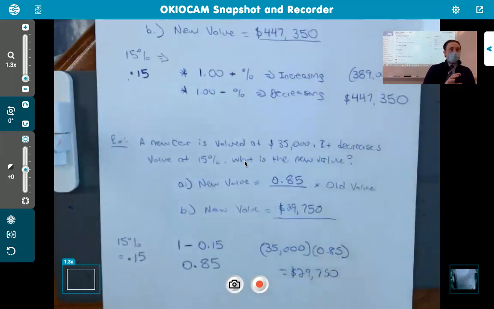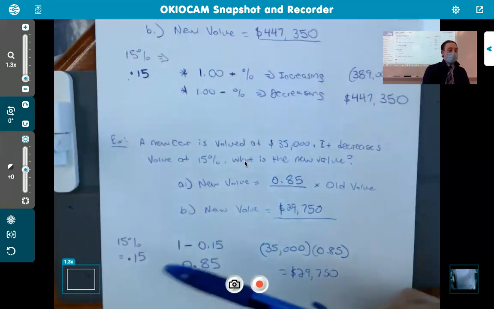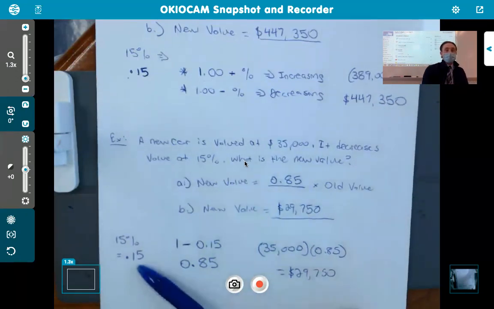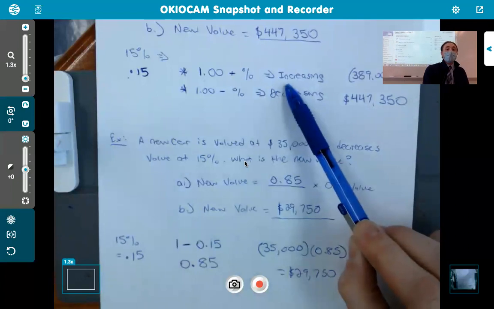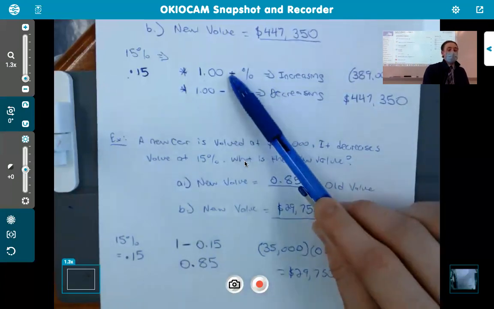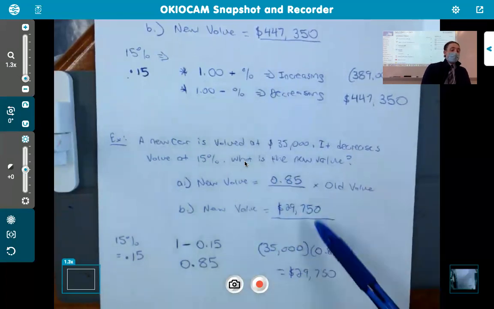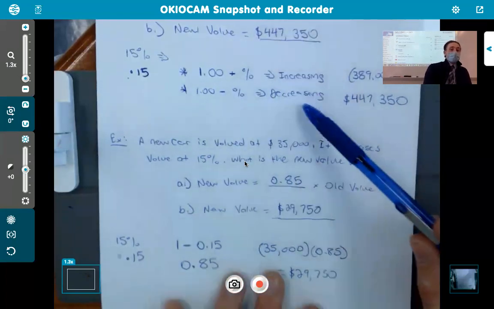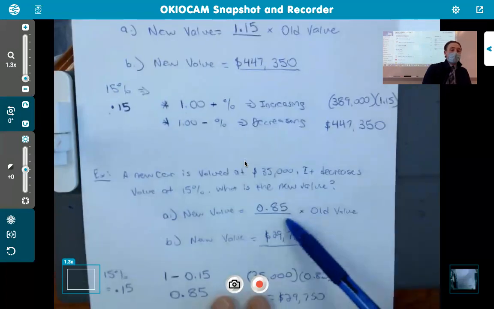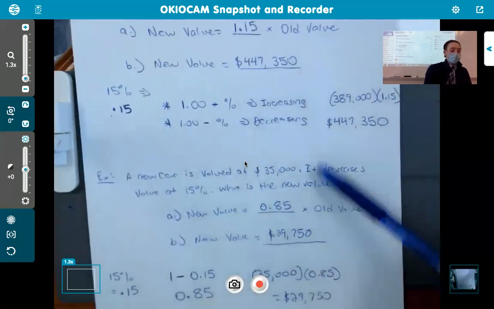Let's just walk through what you need to do. Take the percent, convert it to a decimal. If you're increasing, add that decimal to 1. If you're decreasing, take 1 and subtract the decimal. That's going to be your answer for part A. So it's either 1 plus your decimal or 1 minus your decimal. That's always going to be your answer for part A.